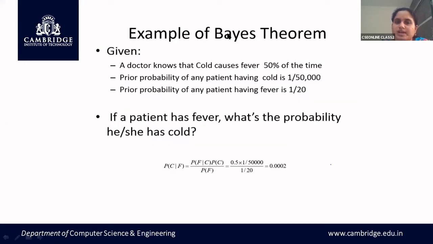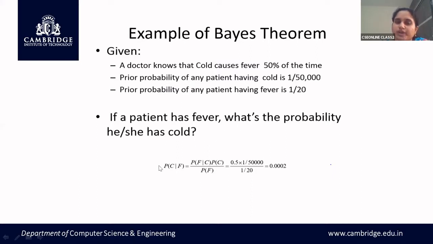So we started with examples of Bayes theorem and we dealt with this to revise. So this is the problem given. A doctor knows that cold causes fever 50% of the time. Prior probability of patient having cold and patient having fever is given as 1 by 50,000 and 1 by 20. So what we need to find? We need to find if a patient has fever, what is the probability he or she will be having cold?